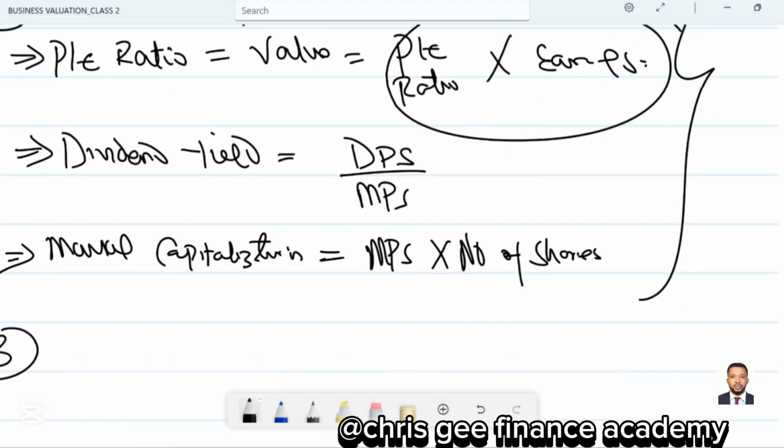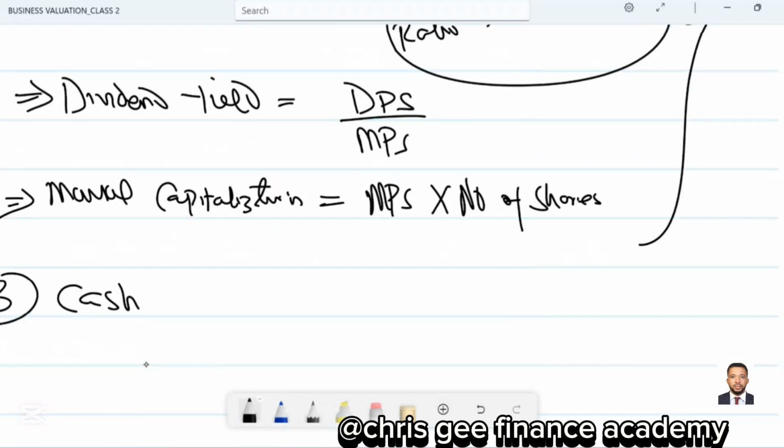Number 3 is the cash flow. This is the big elephant. Cash flow model.